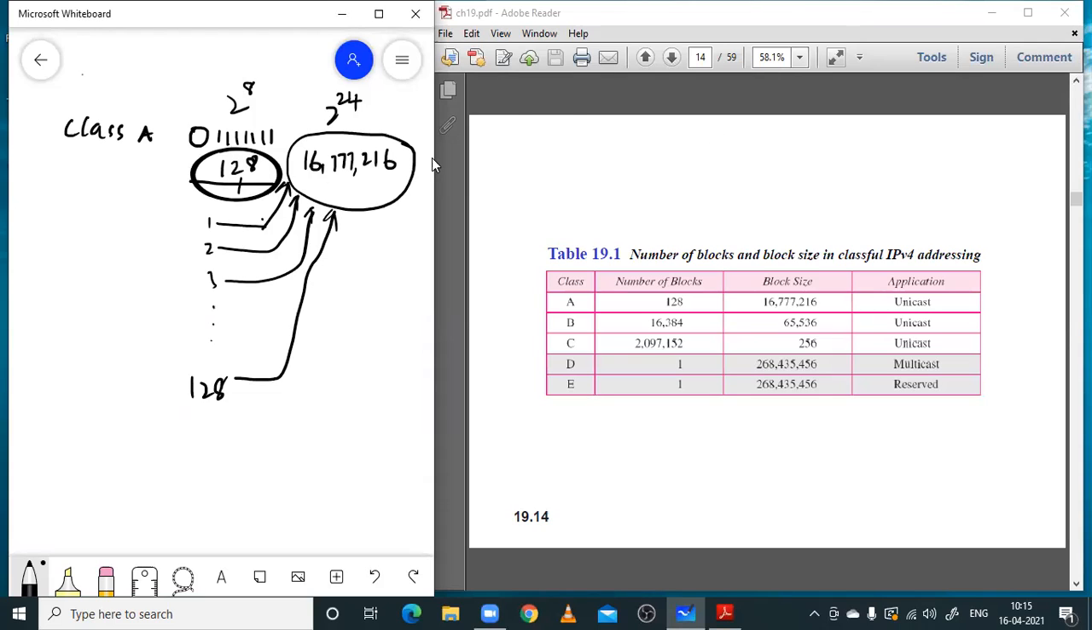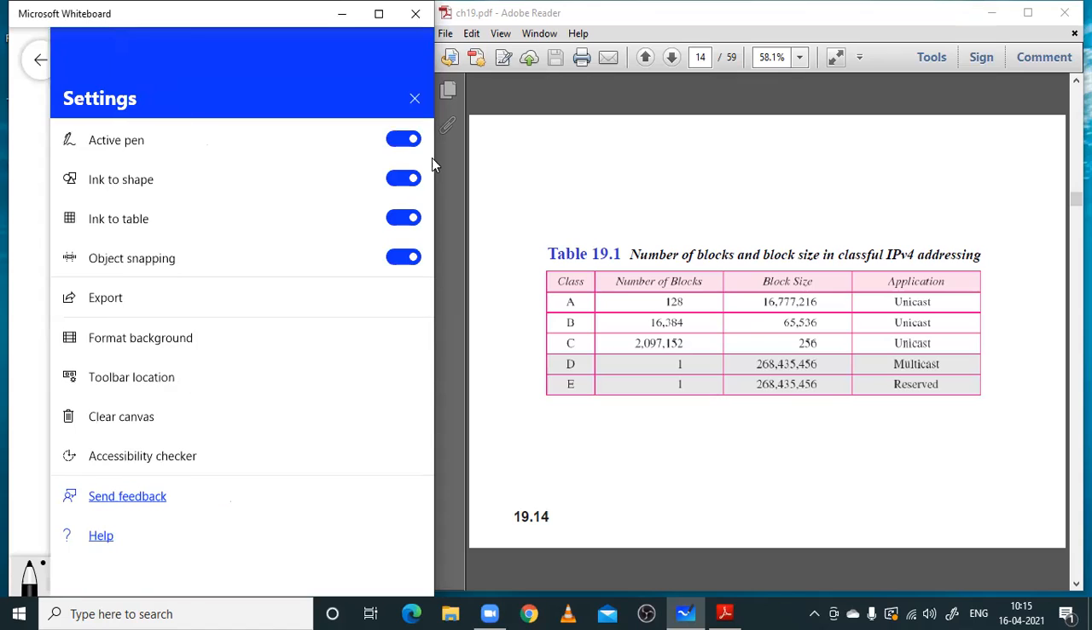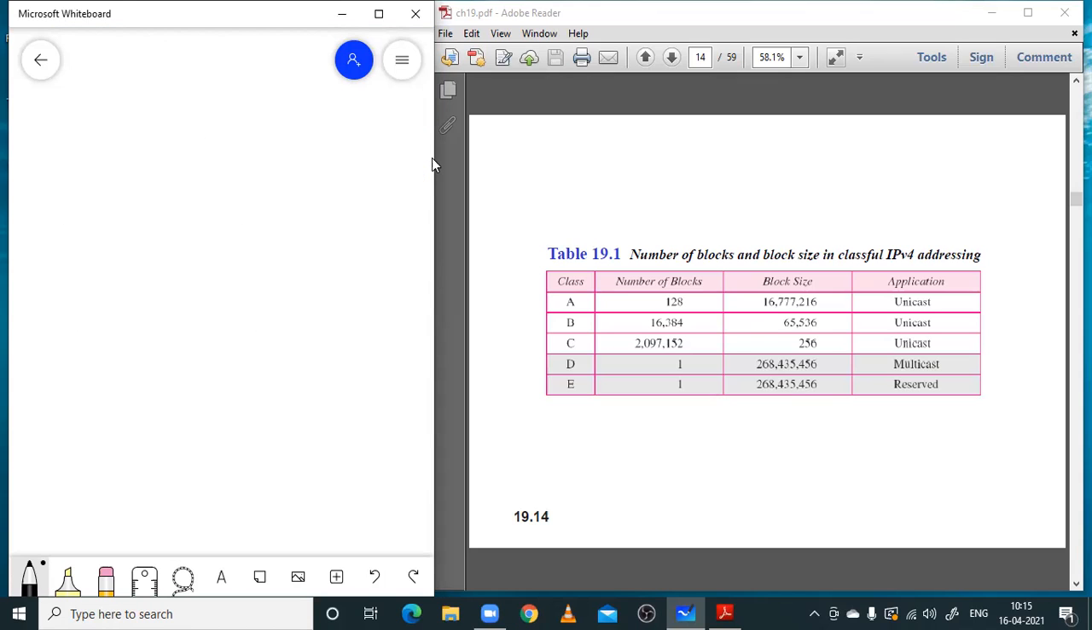So what is happening here? A lot of host IDs have been assigned. So what is the problem here? One of the disadvantages is that some of the IP addresses will never be used, or are hard to maintain. These many IP addresses are hard to manage and control.